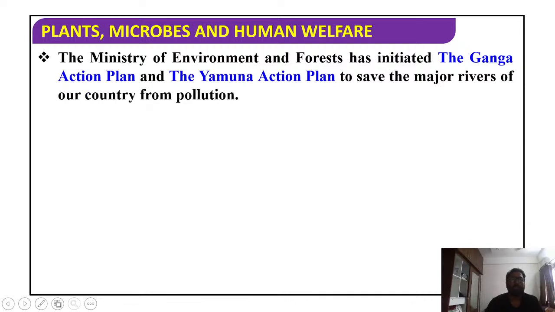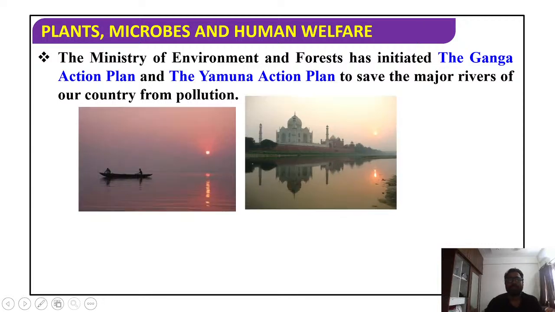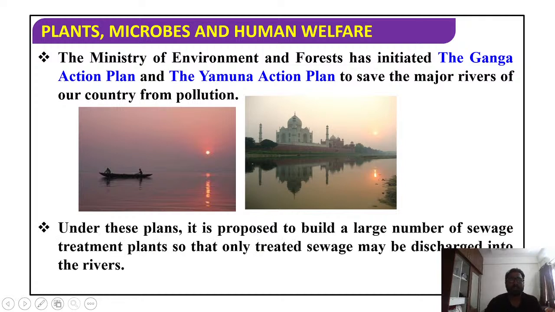So the Ministry of Environment and Forests has initiated the Ganga Action Plan and the Yamuna Action Plan to save the major rivers of our country from pollution. Under these plans, it is proposed to build a large number of sewage treatment plants so that only treated sewage may be discharged into the rivers.